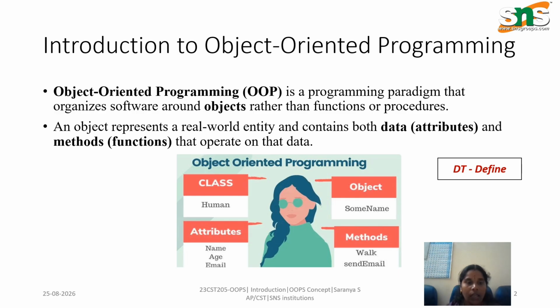objects. And objects represent real-world entities and contain both data, which means attributes, and methods or functions that operate on the data. And then a class is a blueprint or prototype from which objects are created.